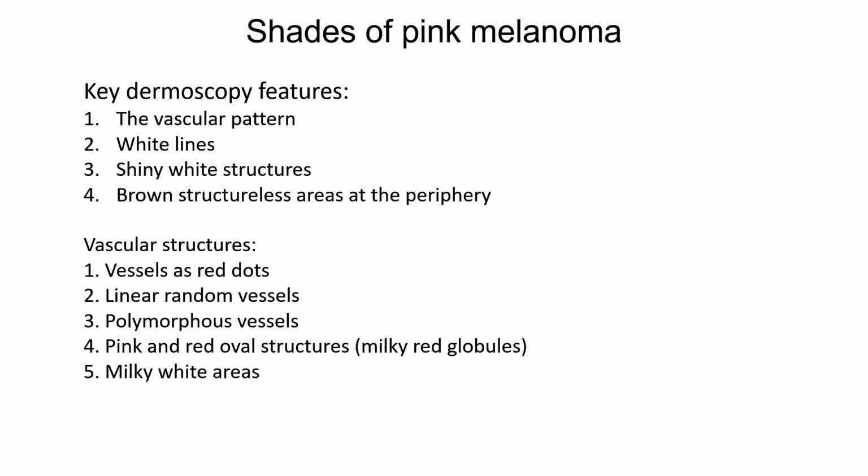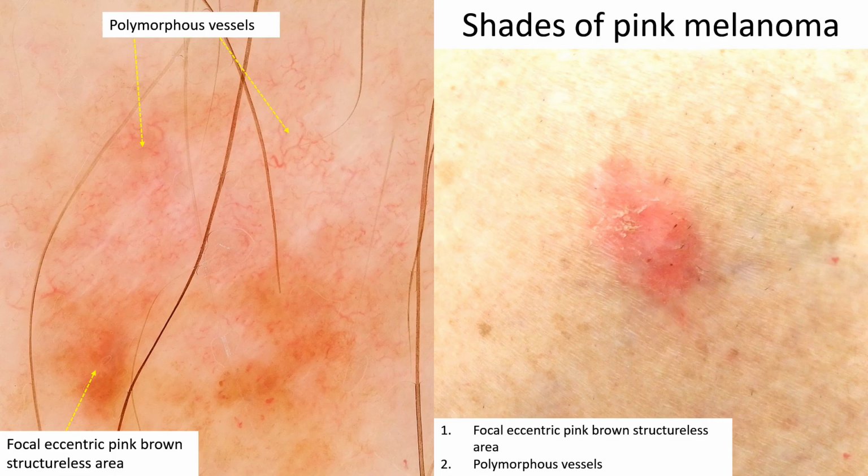And then we have the shades of pink melanoma. The key features include the vascular pattern, the white lines, the shiny white structures, and brown structureless areas at the periphery, and the prominent vascular structures. The vessels as dots, sometimes they're linear, random or polymorphous. In advanced cases, we often see pink and red oval structures with milky red globules, and occasionally a milky white area. So here we have an example of the shades of pink melanoma.